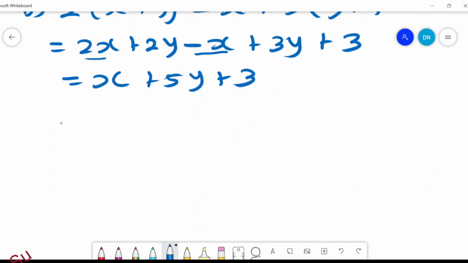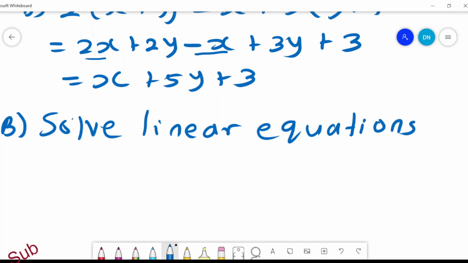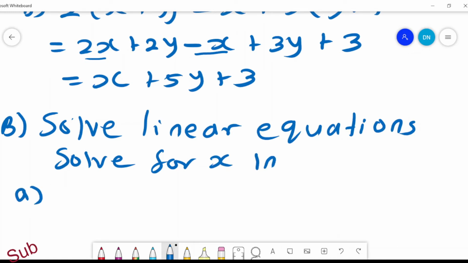Another thing we want to look at is how we can solve linear equations. For linear equations, we want to look at an example. We want to solve for x in the following equation: 2x plus 2 is equal to 3.